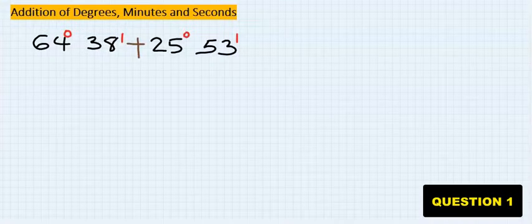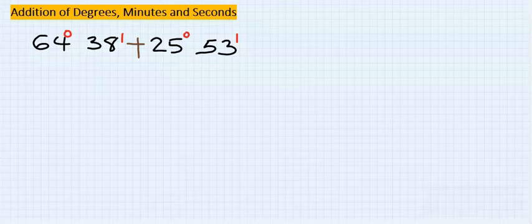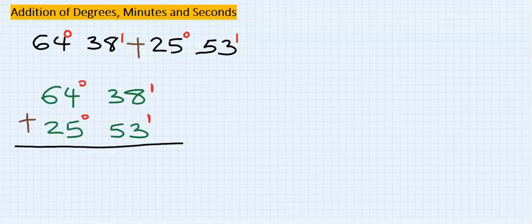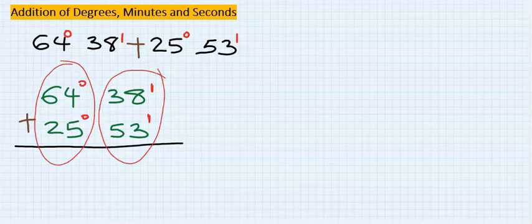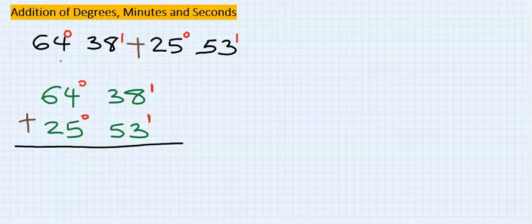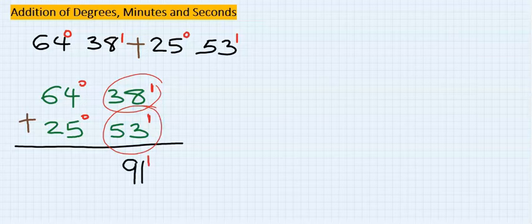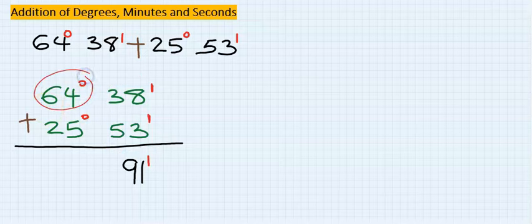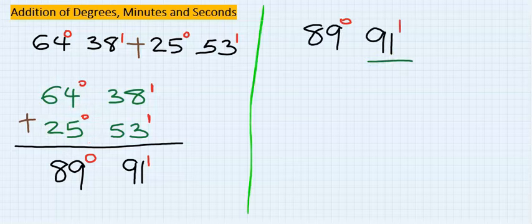In this question, we have only degrees and minutes, no seconds. The first step is to rearrange it for addition. Now that you have the minutes and the degrees, you can start your addition. Hence, 38 minutes plus 53 minutes, you will have 91 minutes. Next, 64 degrees plus 25 degrees, you have 89 degrees.